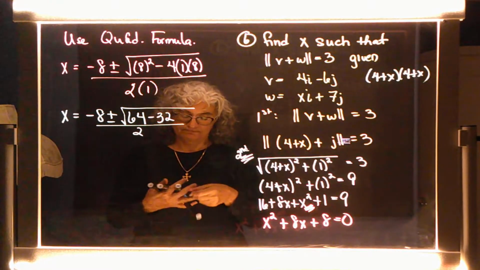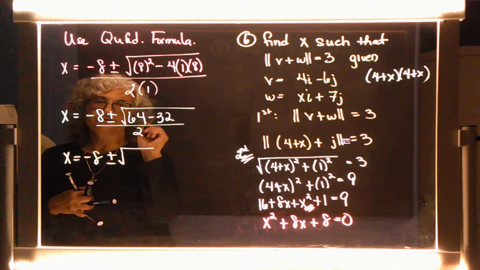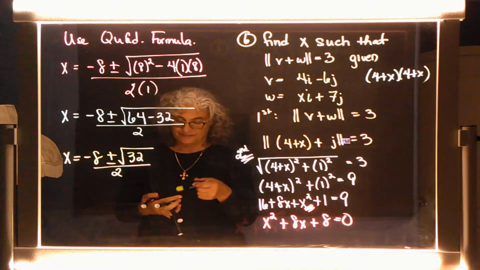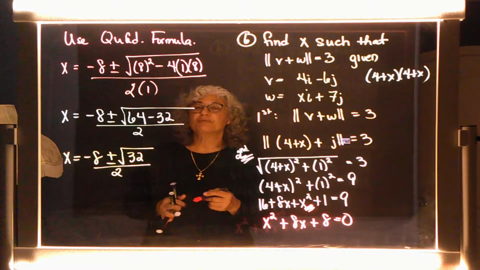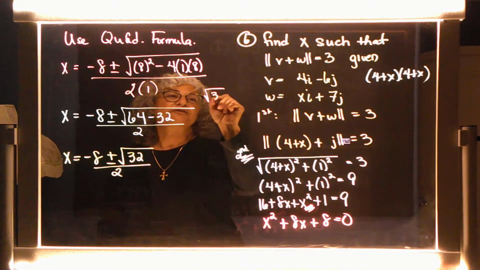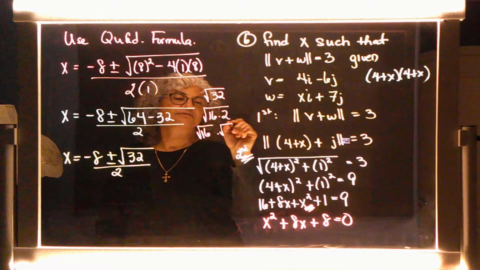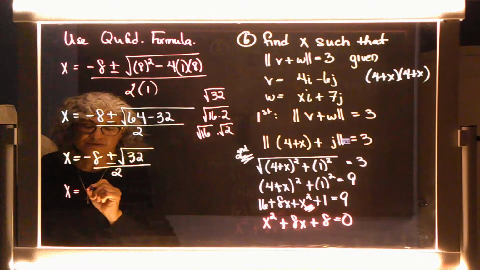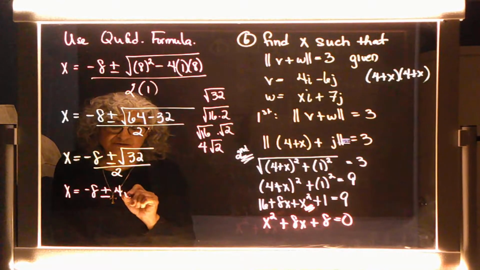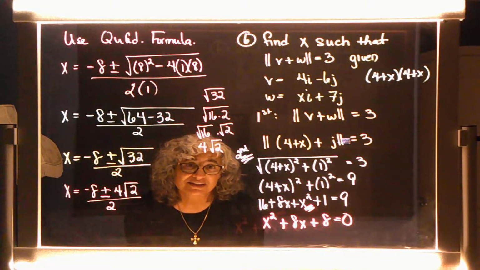Agreed? Okay. x equals negative 8 plus or minus the square root of 32, all over 2. And yes, I'm assuming you remember how to find the square root of 32. Isn't the square root of 32 the square root of 16 times 2? Right? So, x equals negative 8 plus or minus 4 square root of 2, all divided by 2. Remember, if they don't ask me for a decimal, you can't go there.